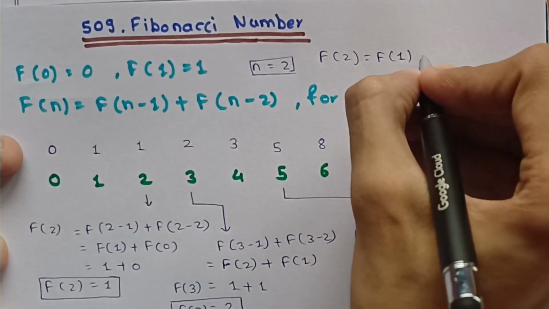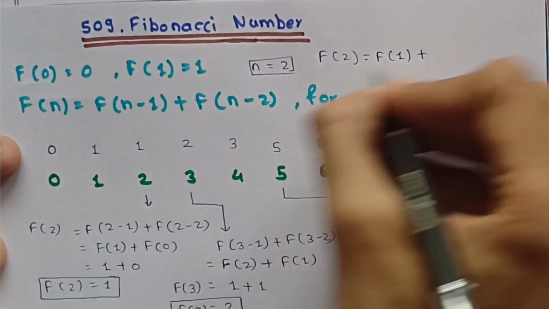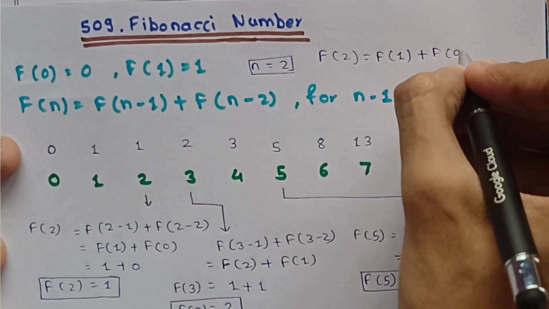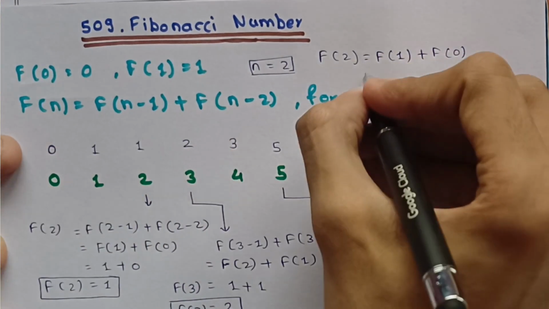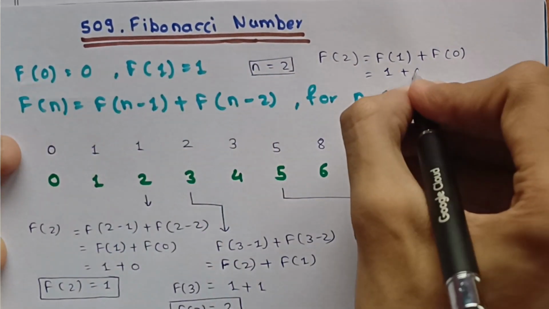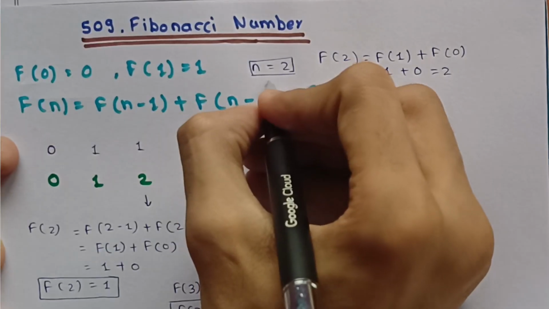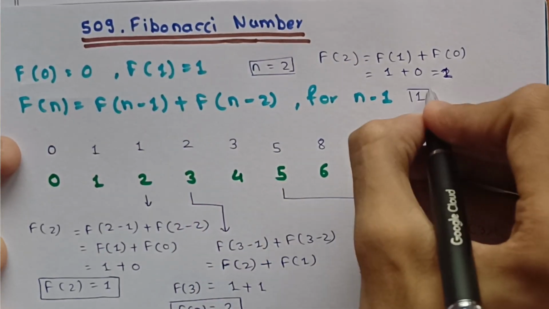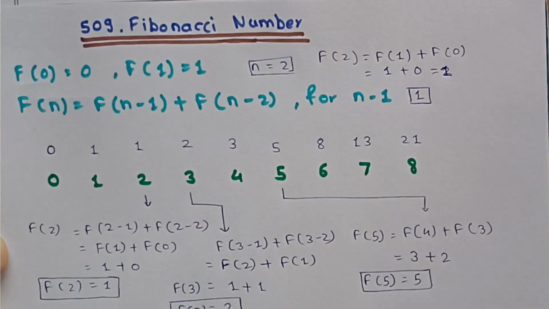and f of n minus 2 means 2 minus 2, which is 0, so f of 0. Here f of 1 is 1 and f of 0 is 0, so the output becomes 1. So the answer, the output, is 1. This is the problem statement.